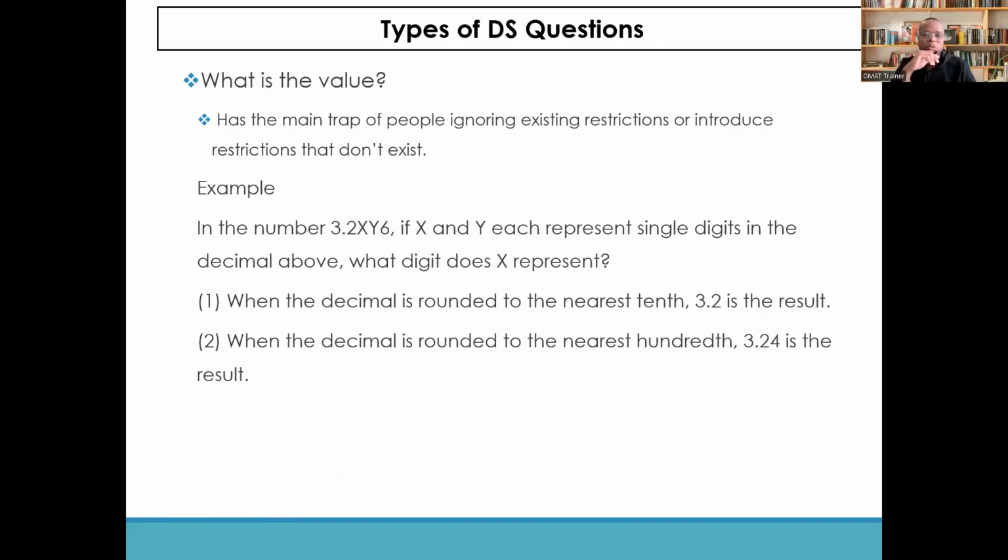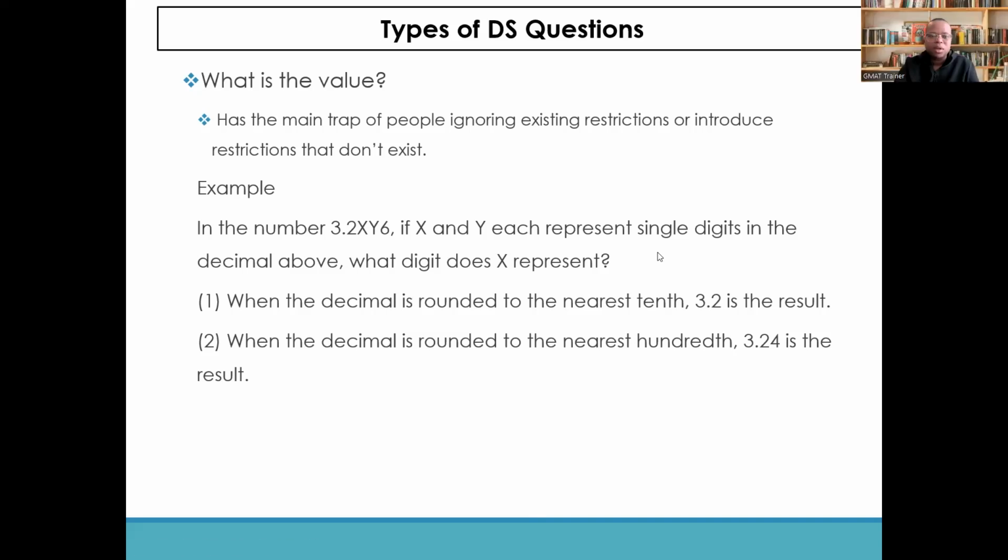Now, the second type of questions which we'll be looking at are, what is the value? This is what is the value kind of question. These are questions which need to have exactly one value. You can't have multiple values. The answer can't be two numbers. It has to be one single value digit. So if actually you find a situation where you're finding more than one value, then it's not sufficient. Right? That's not what it should be.